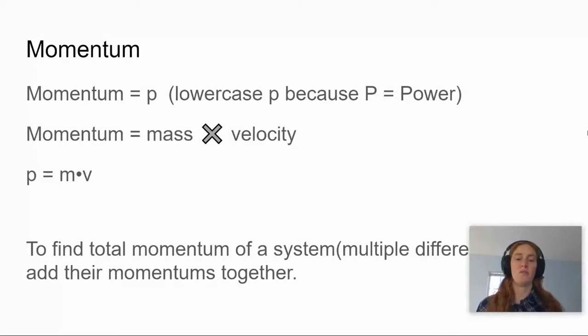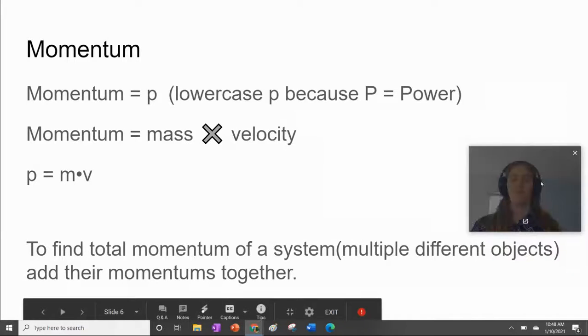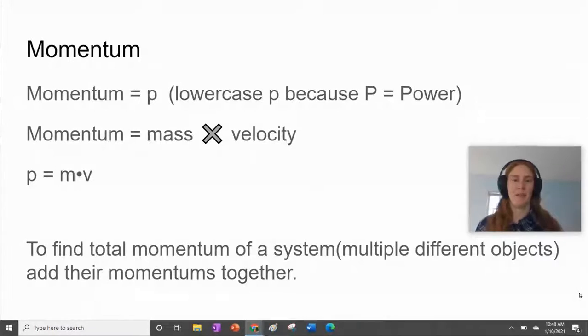To find the total momentum of a system, for example, if there's multiple different objects, all you need to do is add their momentums together. Just like when we were doing moment of inertia and we just added the moments of inertia of all the pieces together, we can add the momentums together of everything. So if I want to know the momentum of a car and the person in the car, I can just add the momentum of the car plus the momentum of the person to get my total momentum.